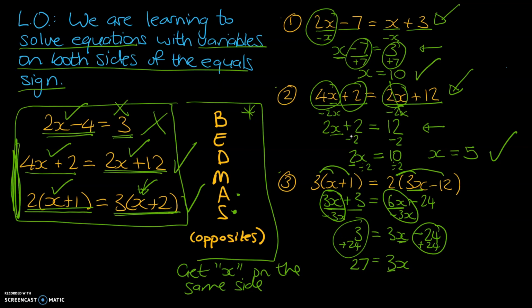Finally, we need to get rid of that times 3. The opposite of times 3 is divided by 3. And we must do that to both sides. 27 divided by 3 is 9. And 3x divided by 3, both 3's cancel each other out, leaving us with our x by itself. And if you got to that line of working, that is the correct answer.